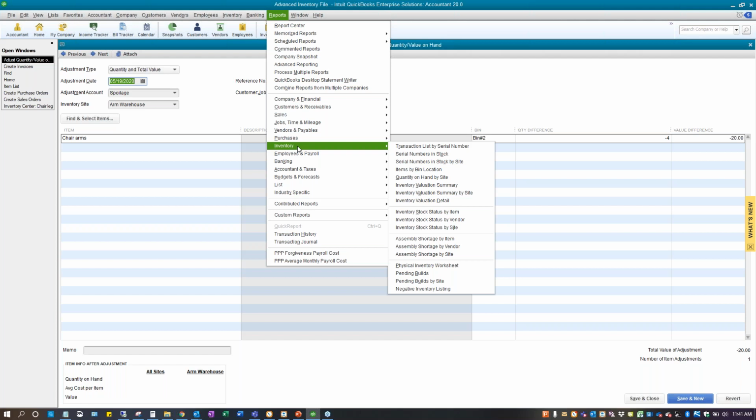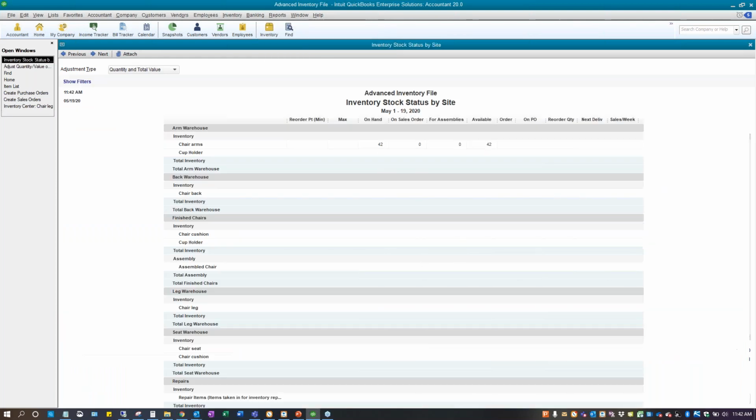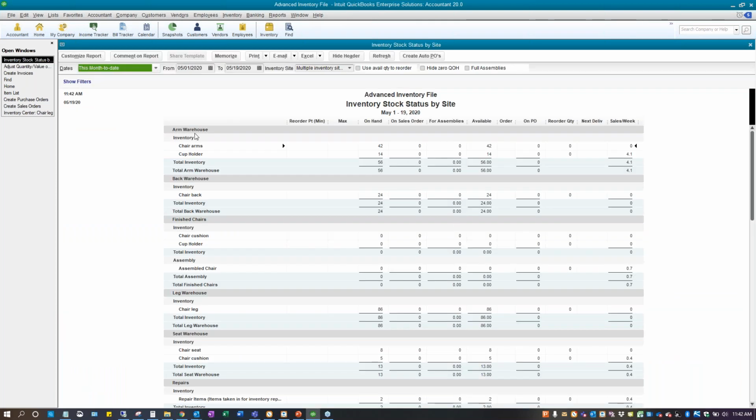So make sure you don't have a generic item. I have got people that do that too for inventory as well. But there is a lot of reporting. A big one that is really good to use is the inventory stock status by site. That will give you all of your different warehouse sites, tells you if you have quantity on hand, what's available.